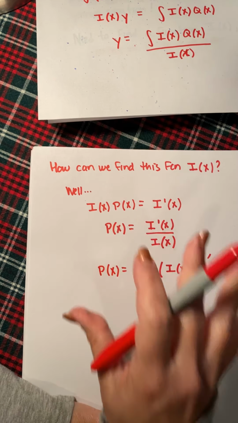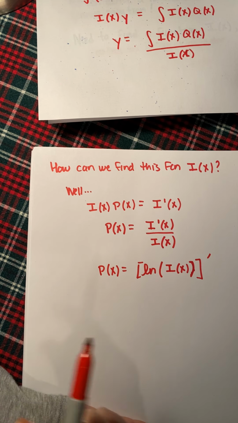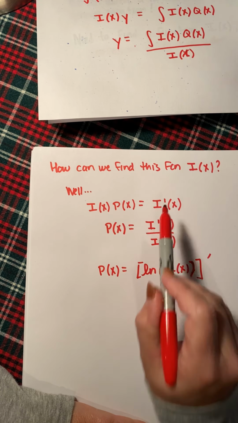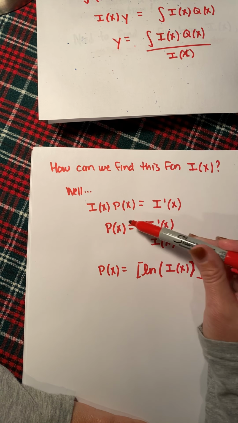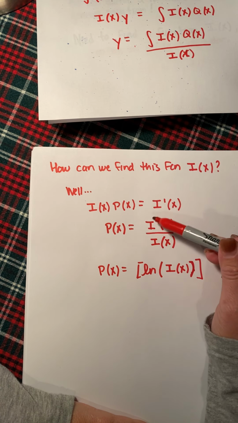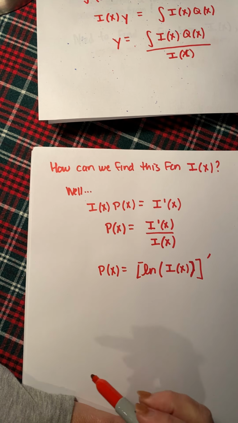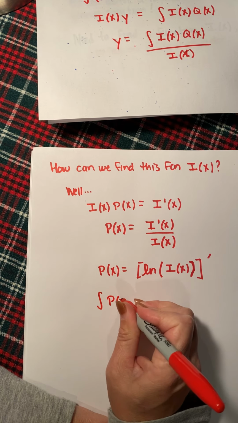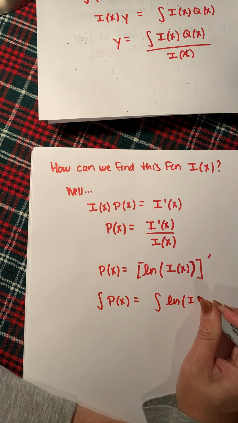So we're looking for a function that follows these properties. So this is so cool. We're trying to find I of x such that I times p is equal to the derivative of I, or in other words, the derivative of I over itself is equal to p. But this is just the natural log of the function that we're looking for. Well, why am I doing that? Well, now I'm going to integrate both sides. The antiderivative of p of x is the antiderivative of the derivative of the natural log of I of x.